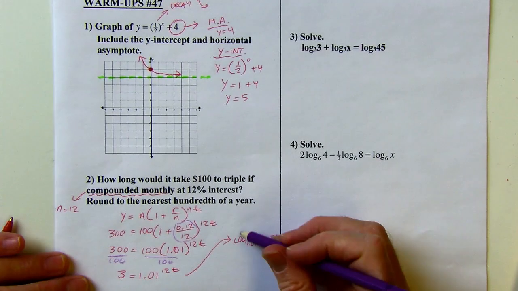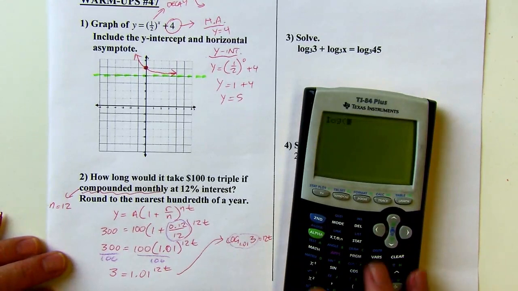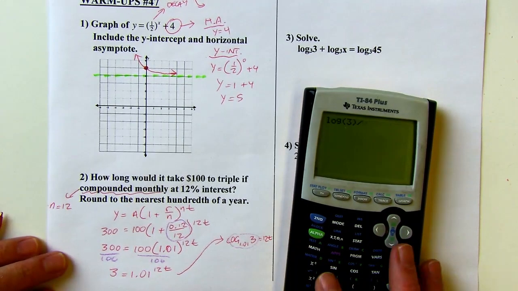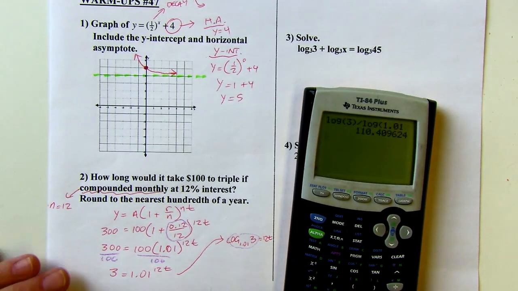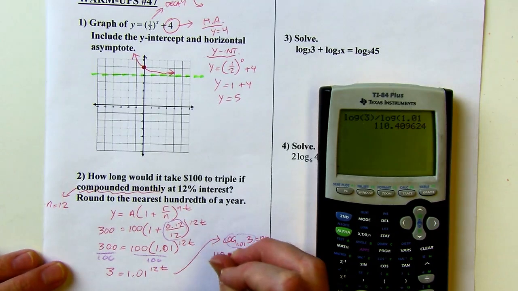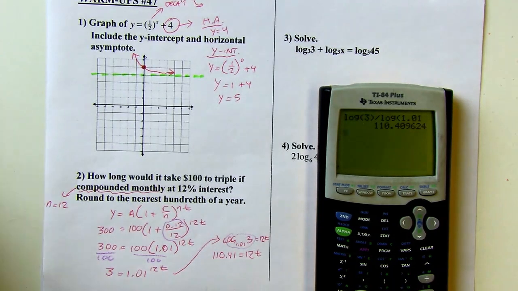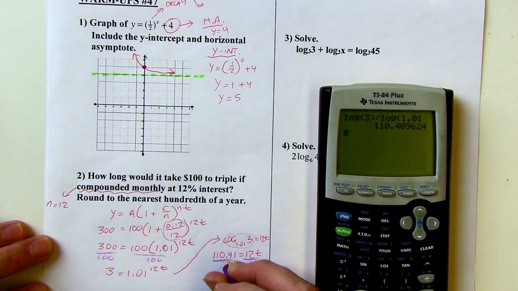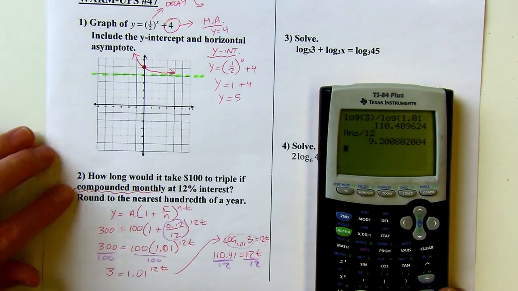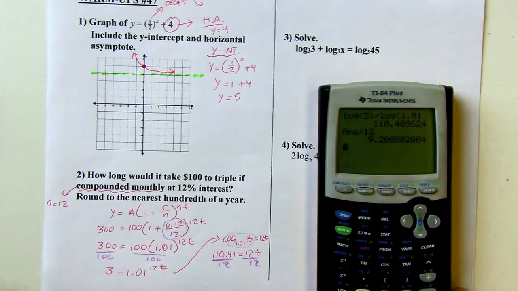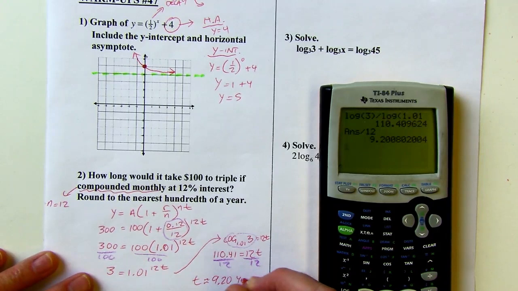Now the left side of this equation, I can put in my calculator and get a decimal out of that. So let's try that out. Log of 3 divided by the log of 1.01. And that gives me 110.41. And then the last thing is just to divide by 12. Okay, and I'm going to the nearest hundredth, so I'll call that 9.20. And that's years.